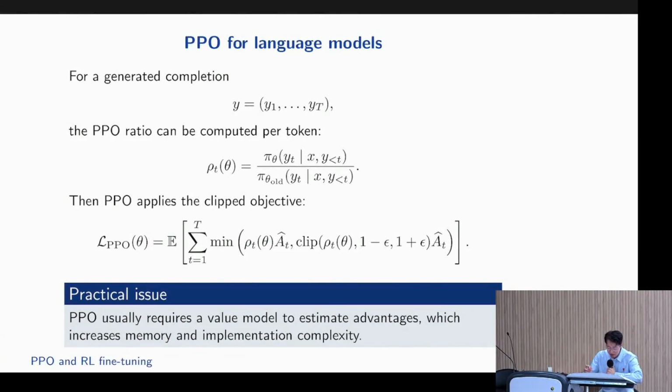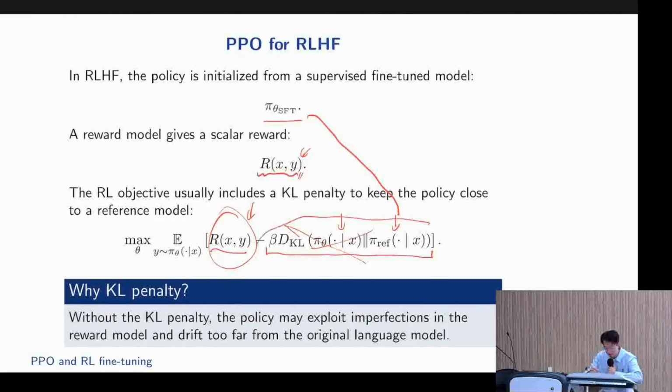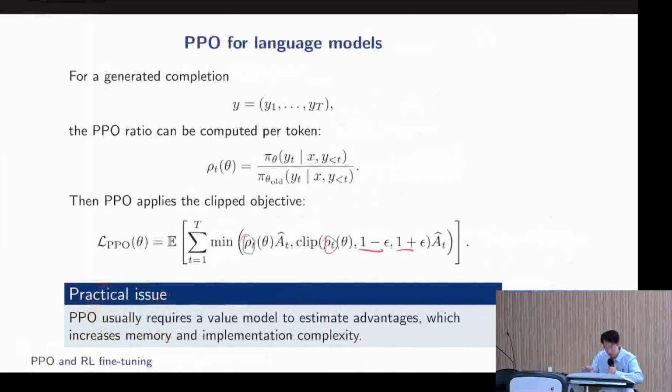Okay, so what's the objective? So for a generated completion, we introduce this correction factor coming from importance sampling and use clipping, just a plain old PPO objective. That's what we want to optimize. But at the same time, we're going to enforce this so it doesn't deviate too much from the supervised fine-tuned model.